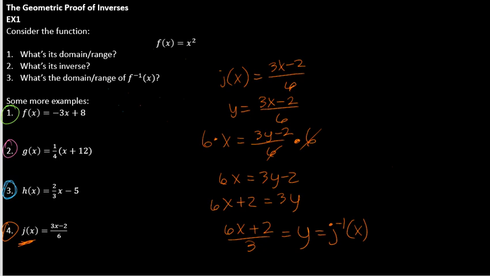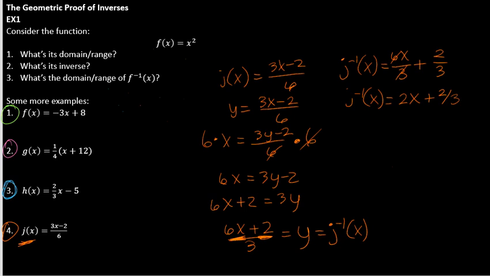And if I wanted this in y equals mx plus b, I would say j inverse of x is equal to, I would just divide both of these terms by 3, or put them over 3. So I would have 6x over 3 plus 2 over 3, which gives me j inverse of x is equal to 2x, because 6 over 3 is 2, plus 2/3. Y equals mx plus b.